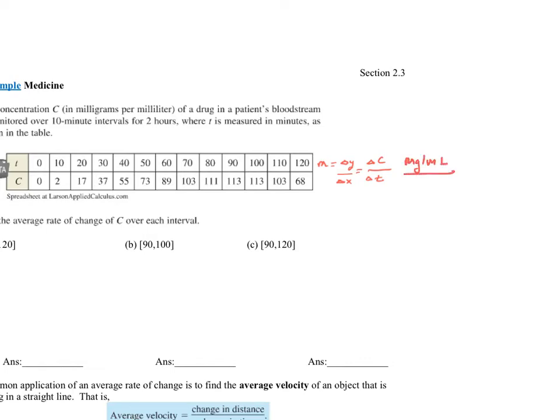And what was our change in time? Time is measured in minutes. So when we find a rate of change, whether it be an instantaneous rate of change or, in this case, an average rate of change, the units are milligrams per milliliter per minute. I know that's a mouthful, I know that's crazy, but I wanted to get that out of the way so before you see the numbers, you don't get messed up just off the units themselves.